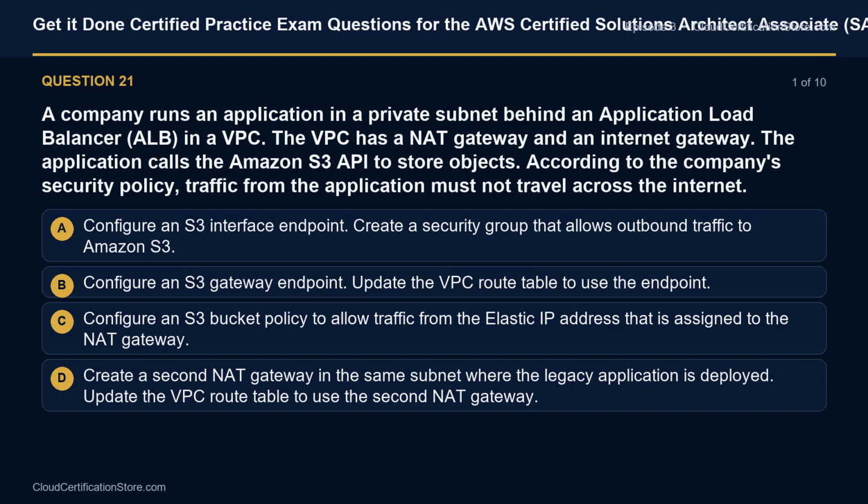Option C. Configure an S3 bucket policy to allow traffic from the elastic IP address that is assigned to the NAT gateway. Option D. Create a second NAT gateway in the same subnet where the legacy application is deployed. Update the VPC route table to use the second NAT gateway.